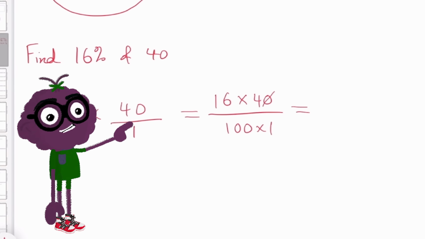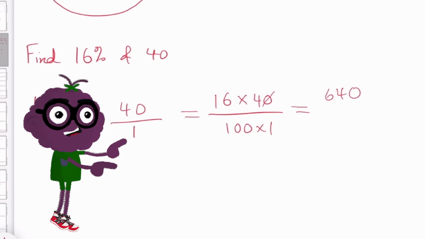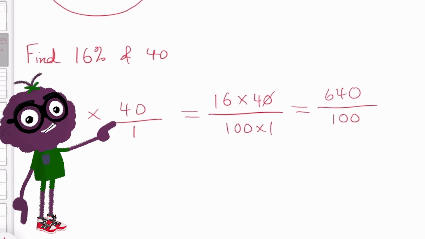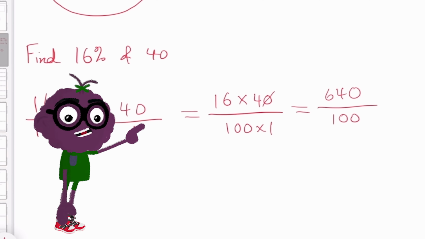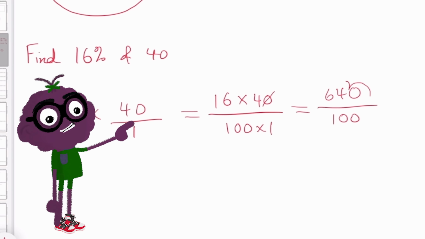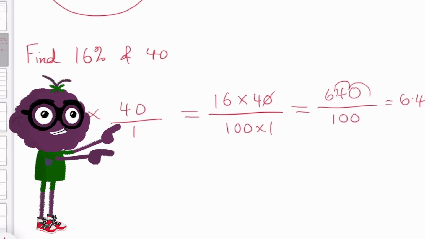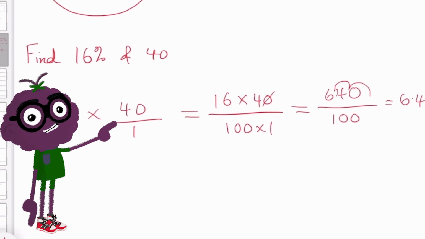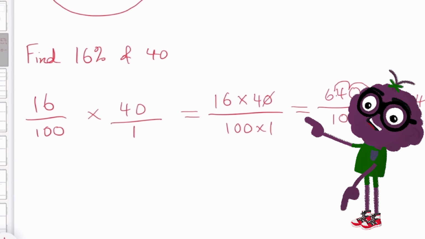Again, I can cover this 0 and say 16 times 4 is 64, and then add that 0 on, and then 100 times 1 is 100. And now I've done that, I can divide it by 100, which means I have to jump 2 places to the left, and that gives me 6.4. So this example could also be worked out by converting the percentage to a decimal. However, this method may be easier to do if a calculator is available.